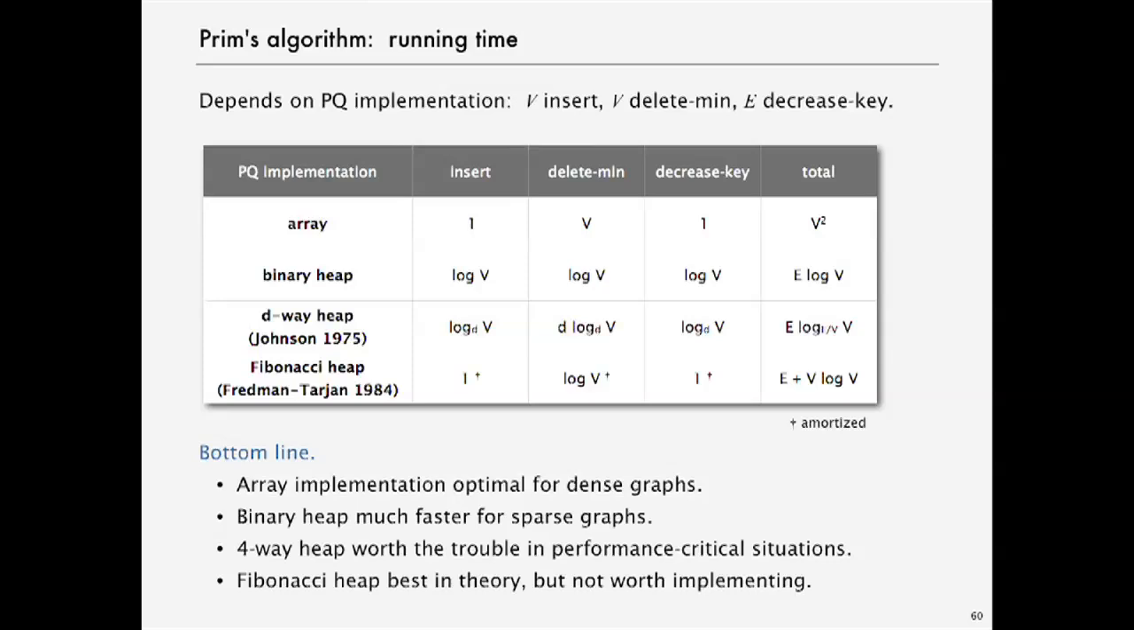If you have a dense graph, then you wouldn't even use a heap, you just use an array and find the minimum by going through everything, since every vertex has lots of connected vertices. We didn't consider that one because the huge graphs that we find in practice are sparse, and a binary heap is going to be much faster. And if you really have a performance critical situation, it's worthwhile to do a 4-way heap. That's the basic bottom line on the running time of Prim's algorithm.